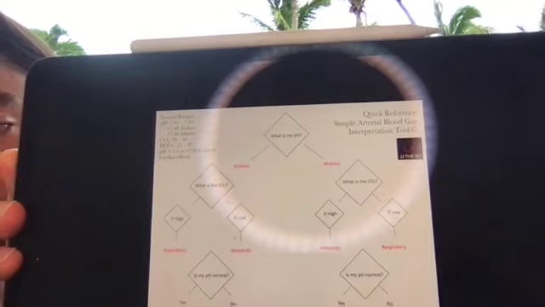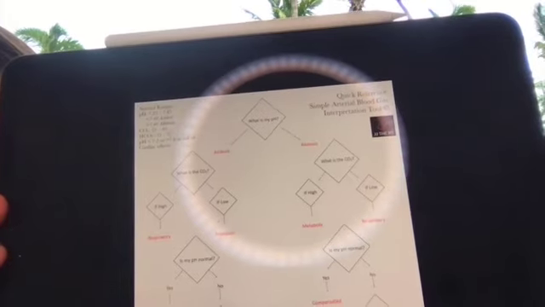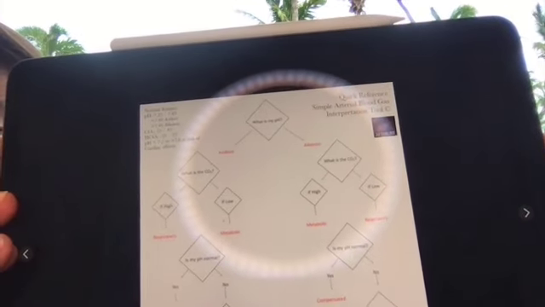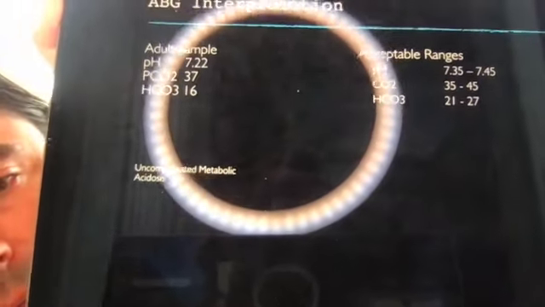My pH is acidotic. My CO2 is not causing it, so it's a metabolic problem. And then I go to my pH. Is my pH within normal? If it was, it would be compensated. And the last question that I ask is, are all 3 within acceptable ranges? All 3 are outside of the acceptable range, 7.22, 37, and 16, all outside of normal. So in that case, we have an uncompensated metabolic acidosis. Is that what you got? That's what I got.